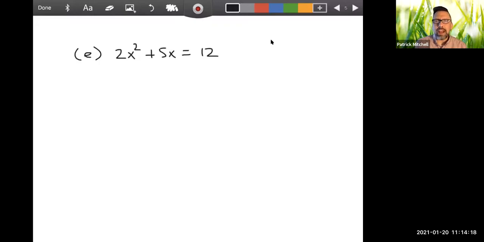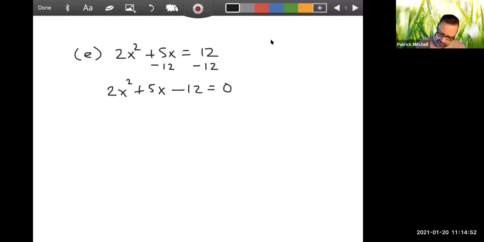I mean, I never try to trick you, but sometimes people let themselves be tricked. All right, this is an equation, but it is not in standard form. So the first thing we have to do is put it in standard form. And to do that, we put 0 on one side. So we're going to do -12 on both sides. And that's going to give us 2x squared plus 5x minus 12 equals 0.